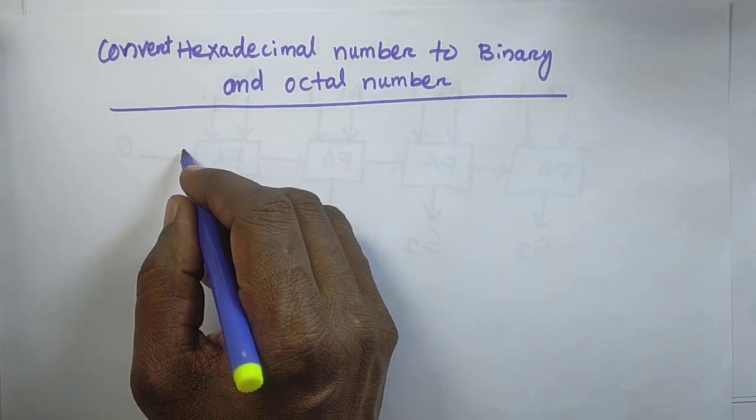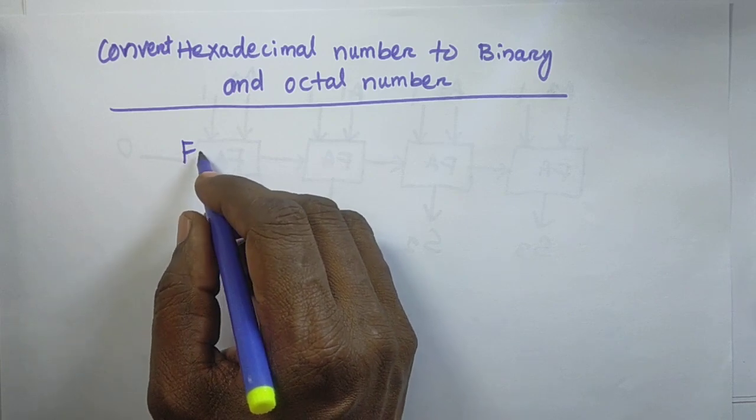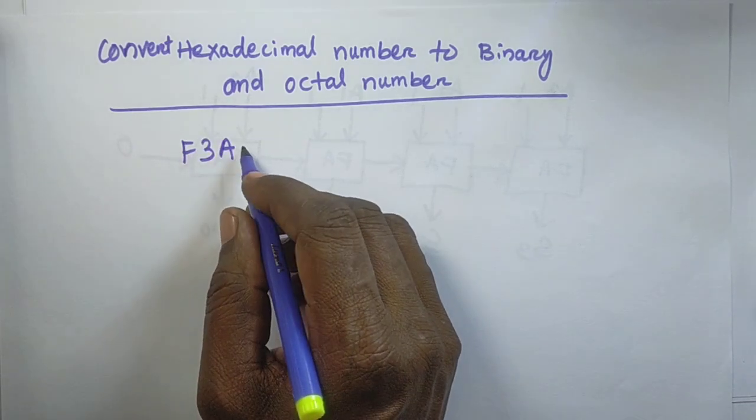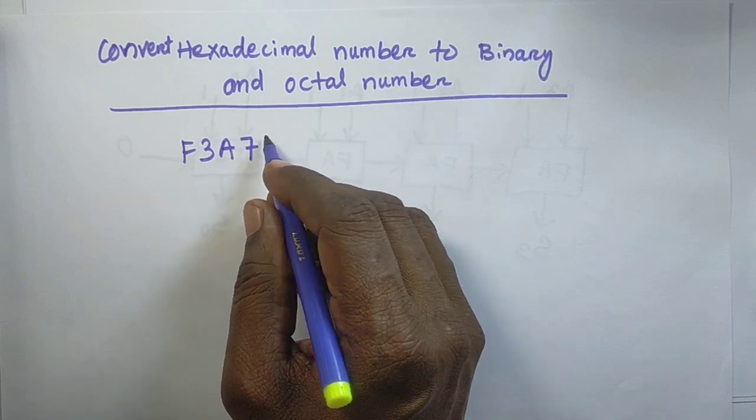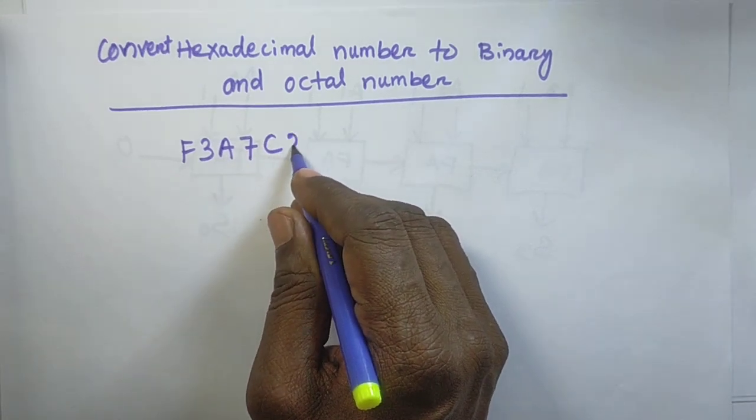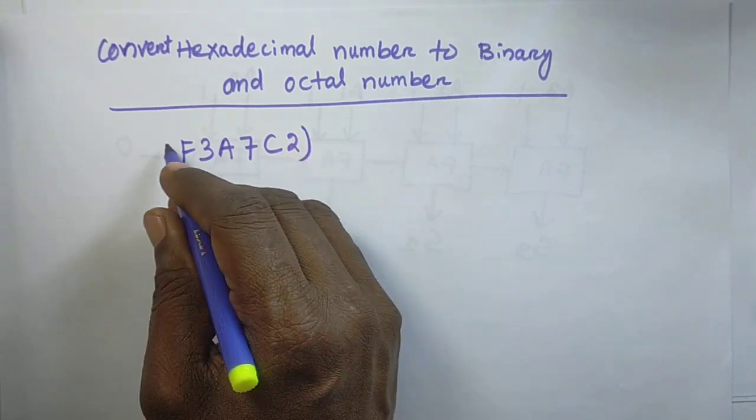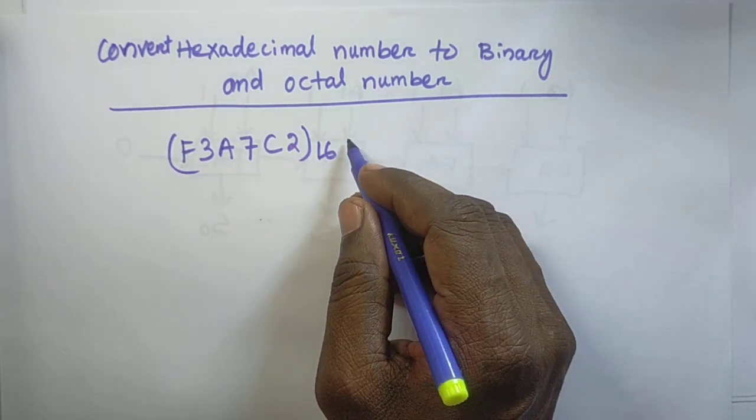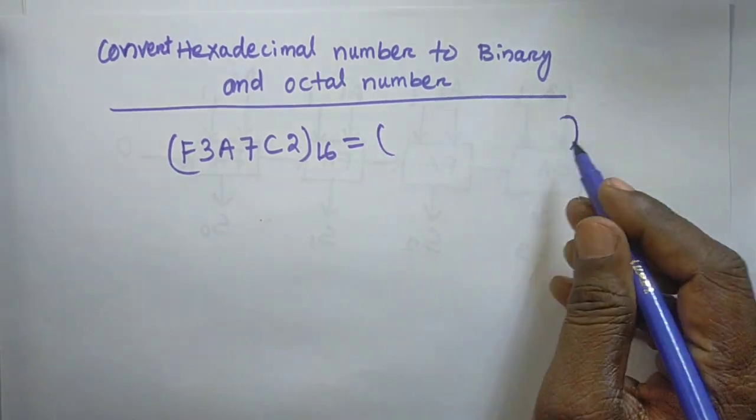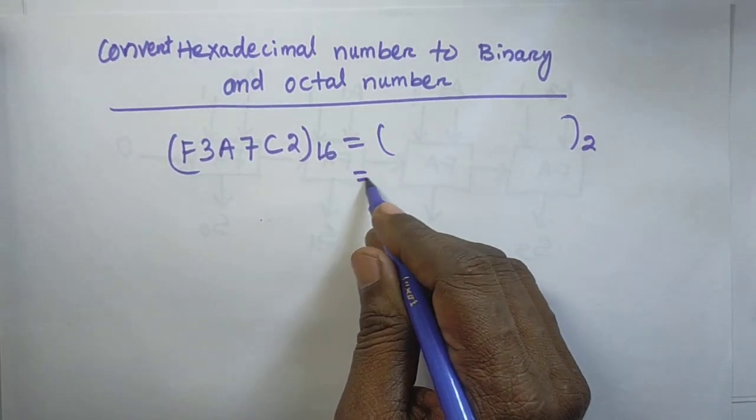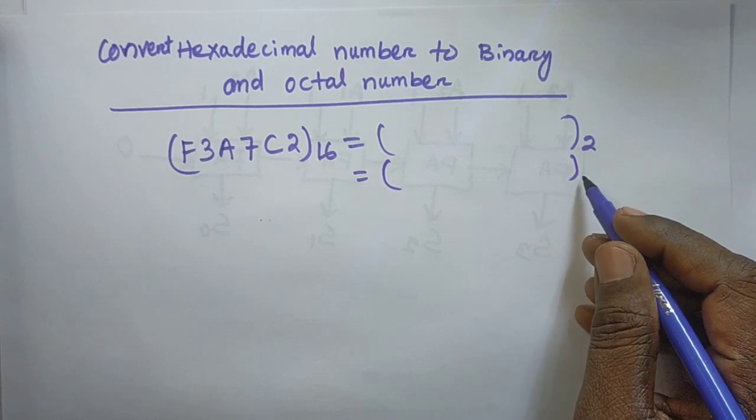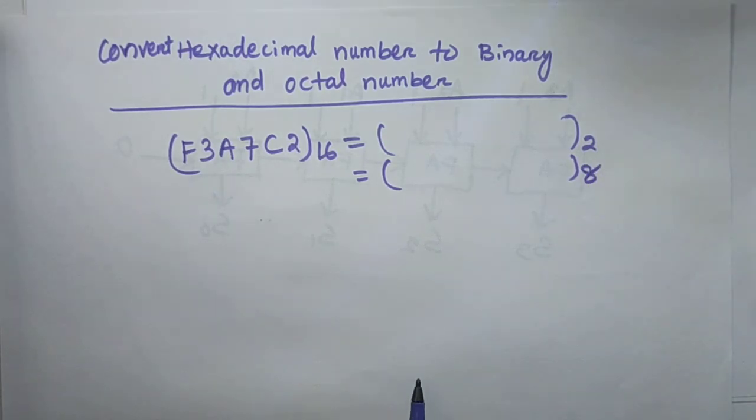Very simple example you can take. Suppose A3A7C2. This number is a hexadecimal number. So now we convert this number to a binary number, and also to an octal number. How will we convert this number?